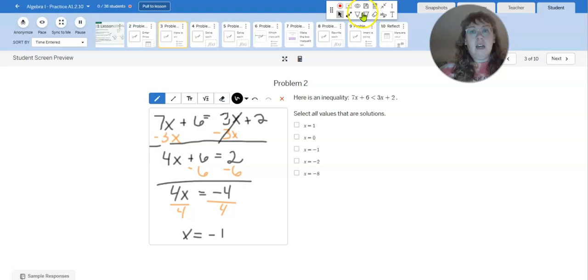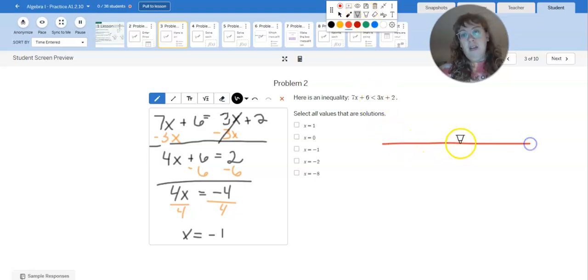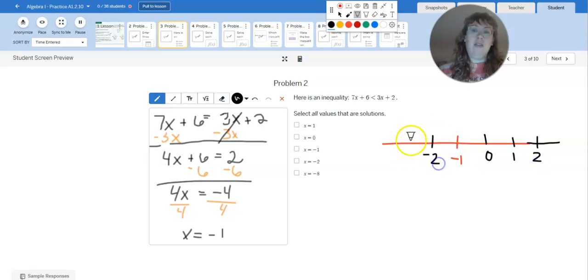If we're thinking of a number line, right, here's negative 1. To the right of negative 1, we have 0 and all the positive numbers. To the left, we have negative 2, negative 3, all the negative numbers. So we know that our point is on negative 1. We don't know which way we're shading. So I'm going to plug in 0.